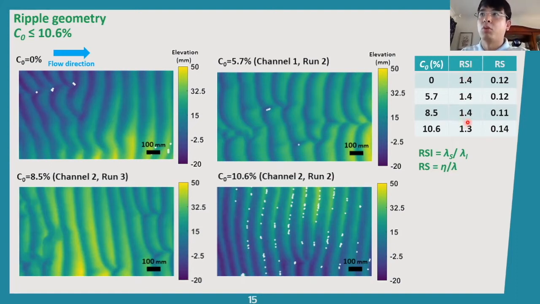So as shown in this table, you can see the ripple symmetry index for all of the ripples is almost 1.4, which means these ripples were slightly asymmetrical, and the RSI value was independent of the initial clay content. And the ripple steepness was independent of the initial clay content as well, with the RS value standing at around 0.12.